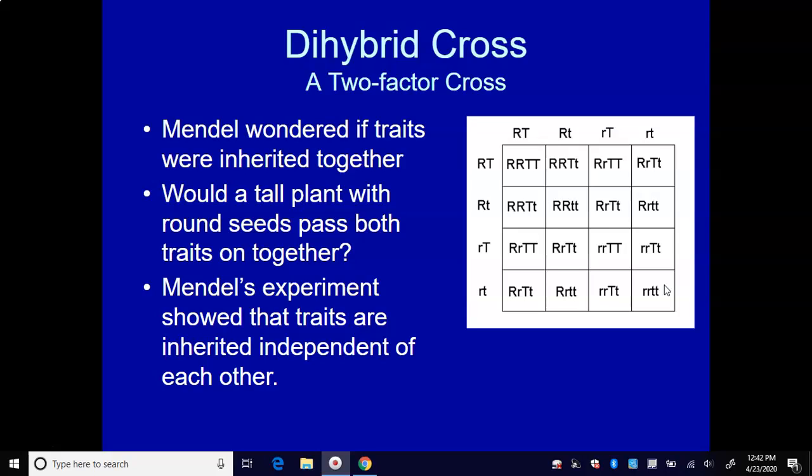Mendel wondered if traits were inherited together. So this is where that law of independent assortment comes into play. Would a tall plant with round seeds pass both traits on together? The 2 traits would be plant height and then seeds. Are they going to be round or wrinkled? So that's 2 traits. Mendel's experiment showed that the traits are inherited independent of each other, which means you can have a tall plant with round seeds, or a tall plant with wrinkled seeds, or a short plant with round seeds and a short plant with wrinkled seeds. Okay, so they're totally independent of each other.